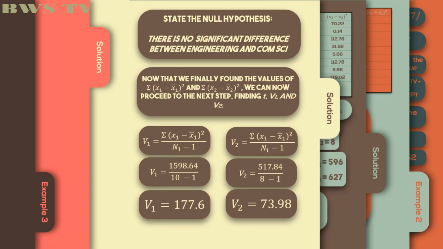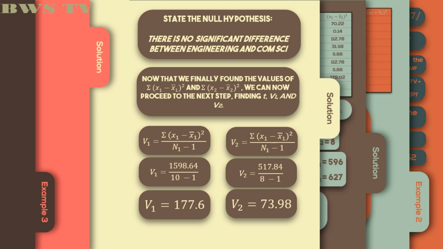Now that we finally found the values of the summation of x sub 1 minus mean sub 1 squared and the summation of x sub 2 minus mean sub 2 squared, we can do the other steps. Variance of the first group is equal to 1598.64 over 10 minus 1. And variance of the second group is equal to 517.84 divided by 8 minus 1. Variance of the first group is equal to 177.6, and variance of the second group is equal to 73.98.